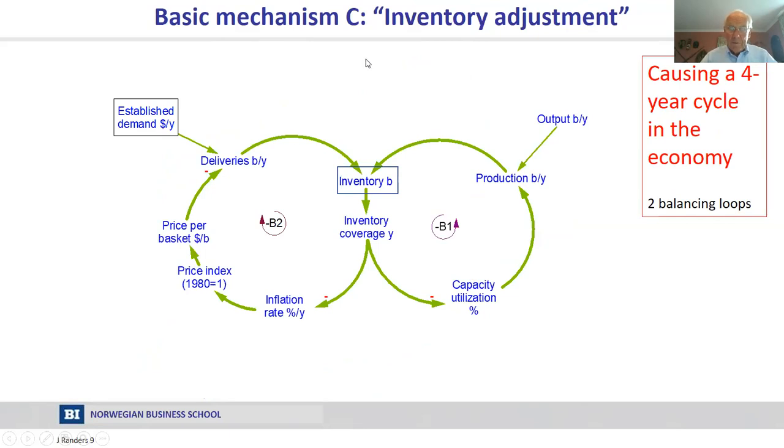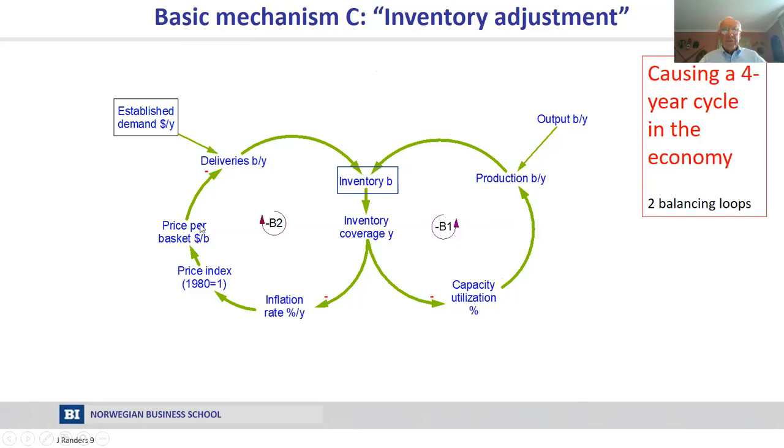And here, like everyone else, we in the system dynamics community, we believe that this is caused by inventory adjustment. So the inventory at any point in time is influenced by production, which is influenced by capacity utilization, which is governed in turn by the inventory. So the point is that if inventory is too big, capacity utilization is lowered, production is lowered, and inventory goes back to normal.